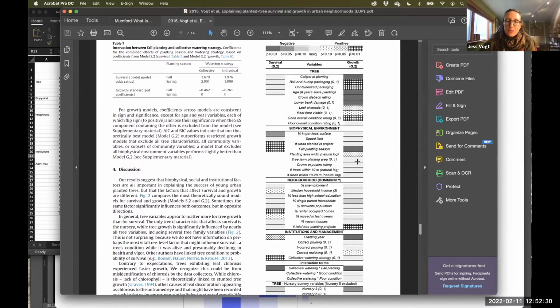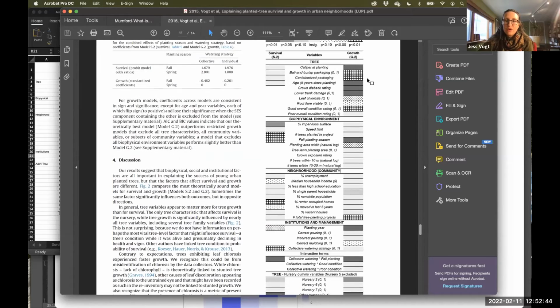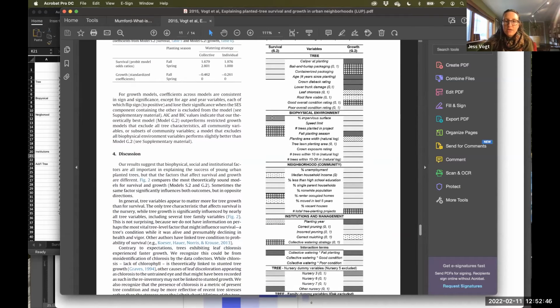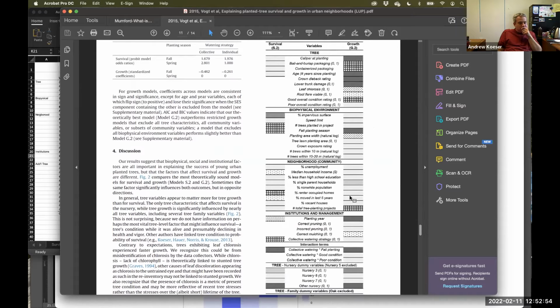And so we put in this color scheme here where the darker the color, the more significant, and the lighter the color, the less significant. The patterns are positive and the solids are negative here. So you can quickly, at a glance, say, oh, here's a bunch of things that are significant in the survival model, but don't necessarily impact growth. This is another graph that we presented in pieces.